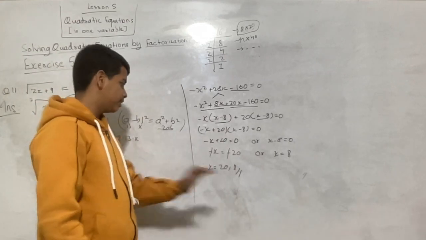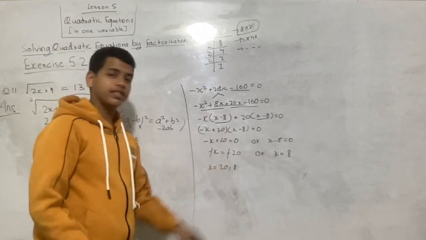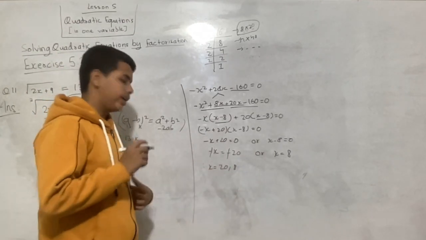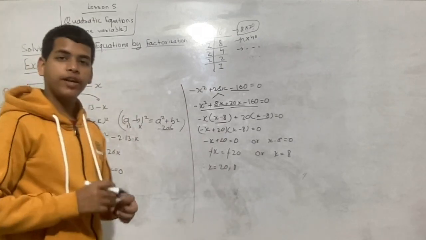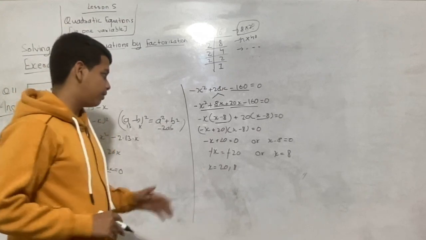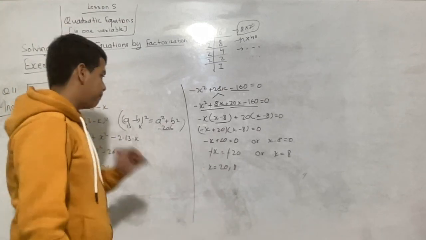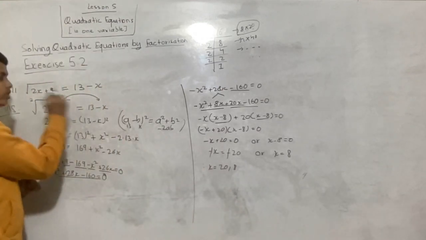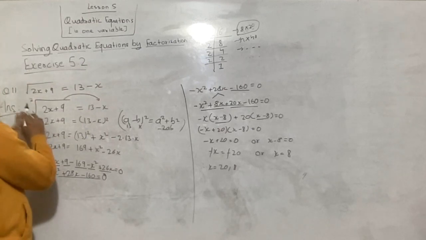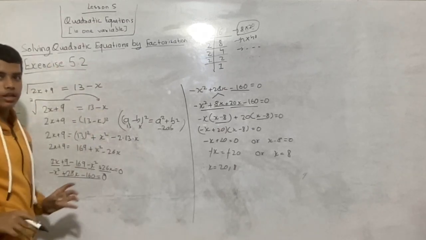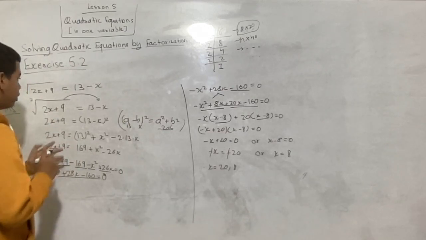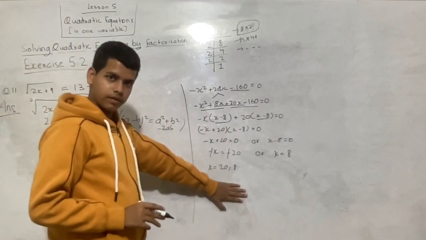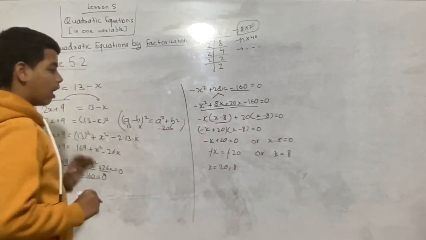Now this is not the answer. Yes, this is not the answer. Now we have to verify it. Now why do we have to verify it? We are not verifying for any of the other questions, but we have to verify for this question, because there is a square root sign here and we are taking this to the other side and making it a square. So whenever there is a square root, we have to verify the answer with the question. Now how do we verify it?